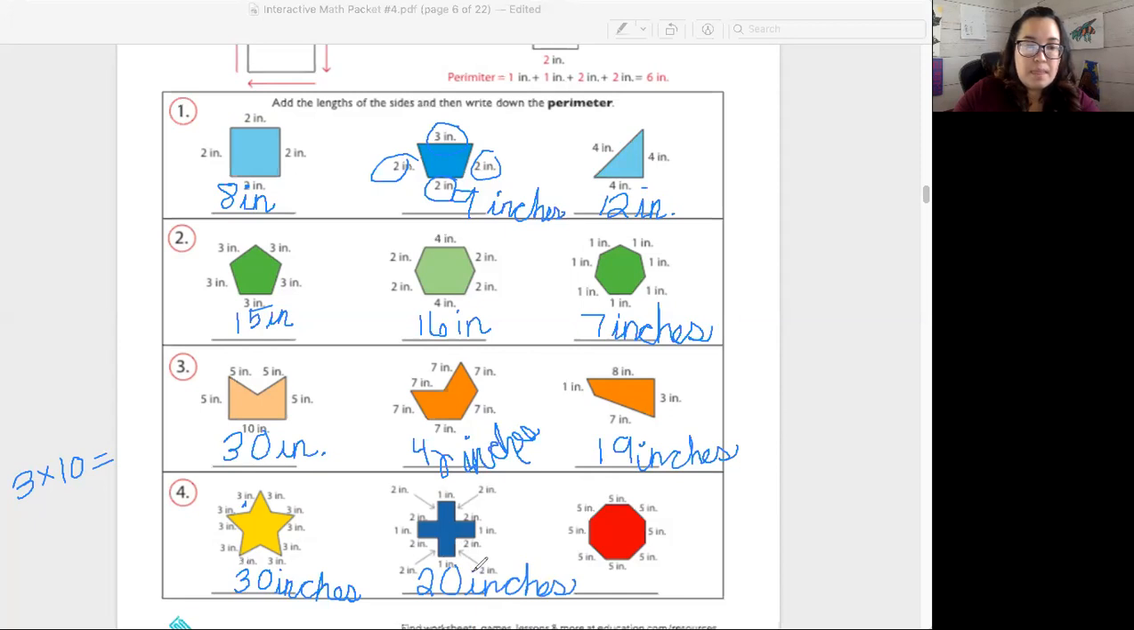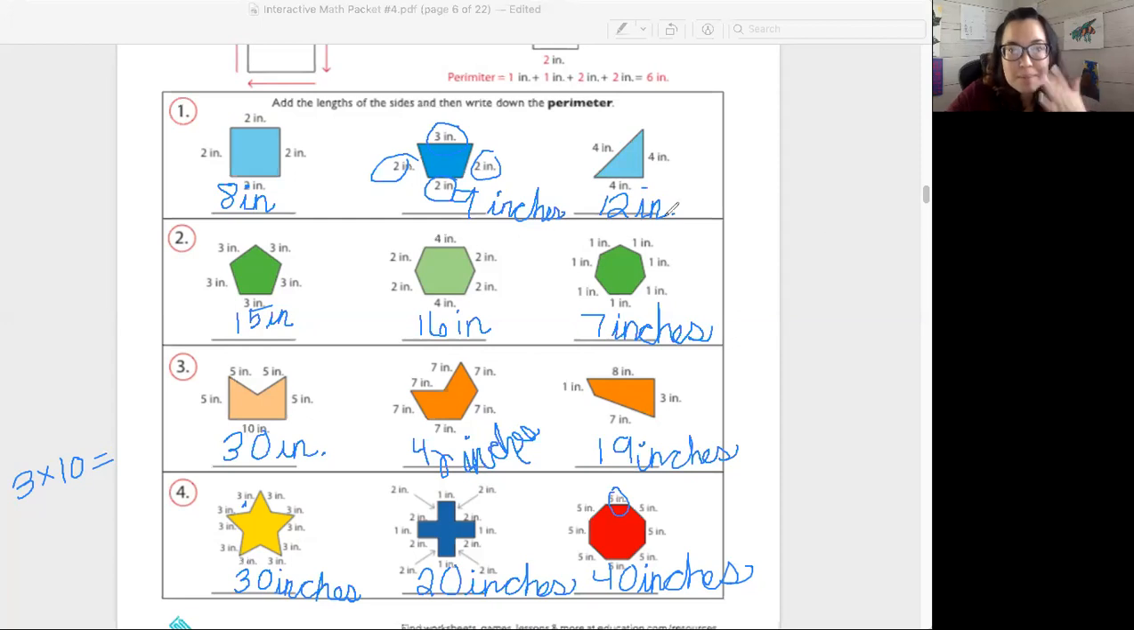There we go. And the last one is counting by 5s. So I just started up here. I went 5, 10, 15, 20, 25, 30, 35, 40. So my answer is how many inches? 40.